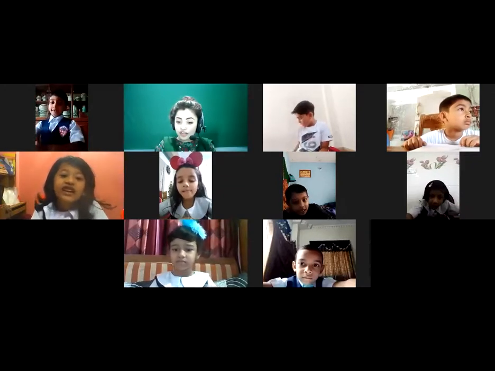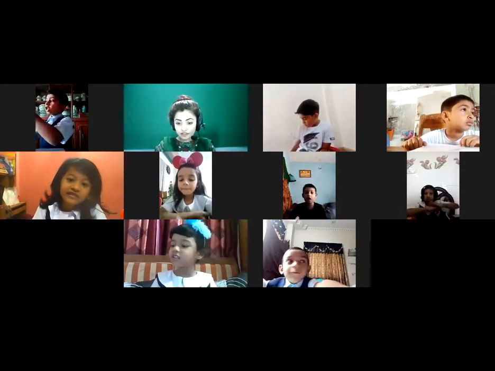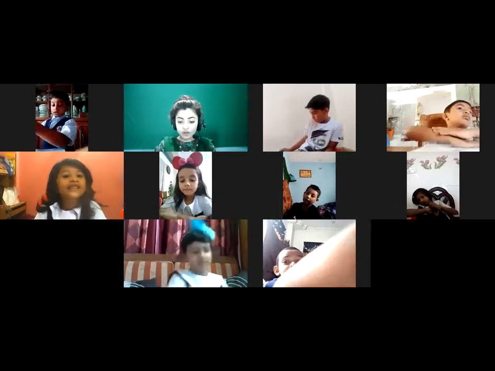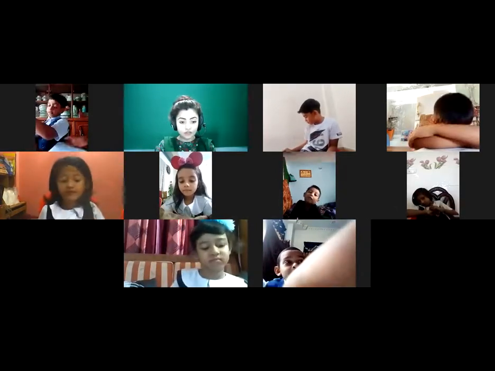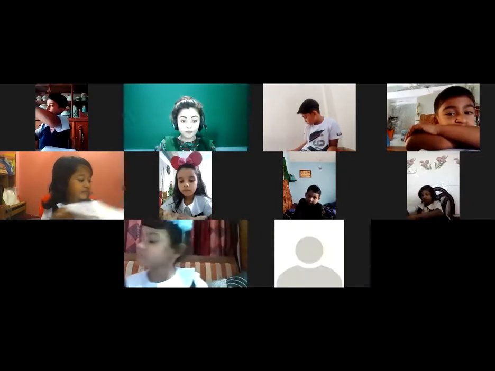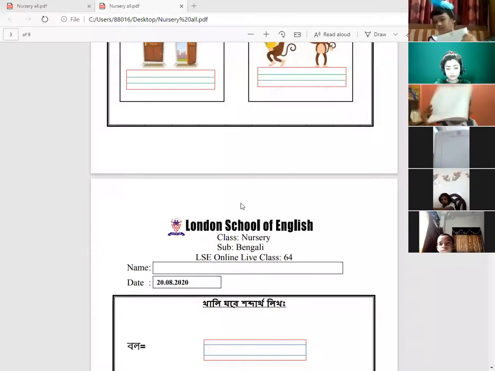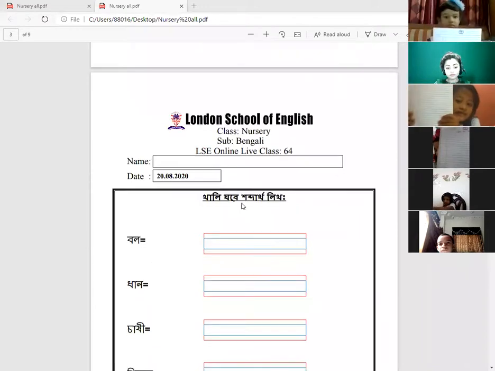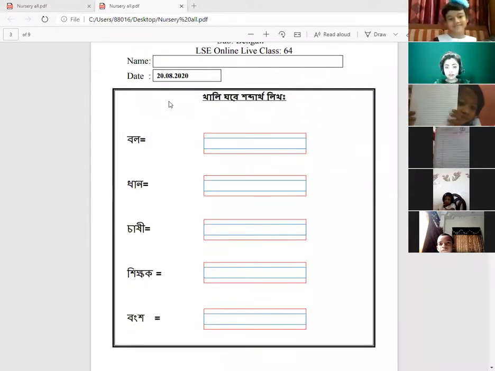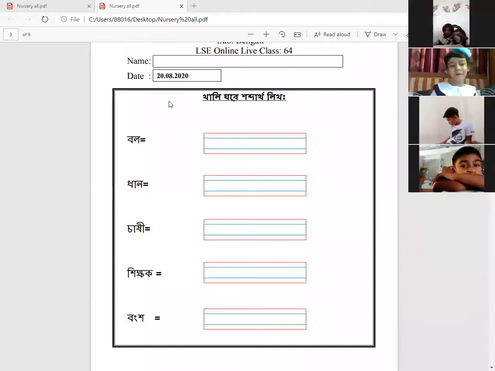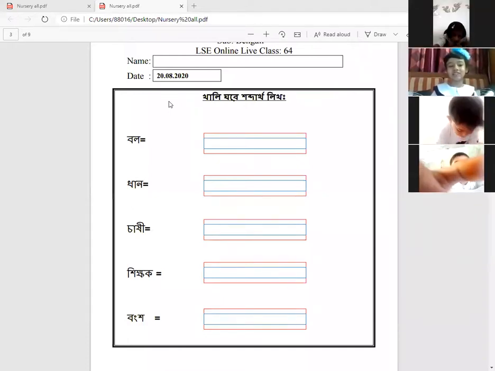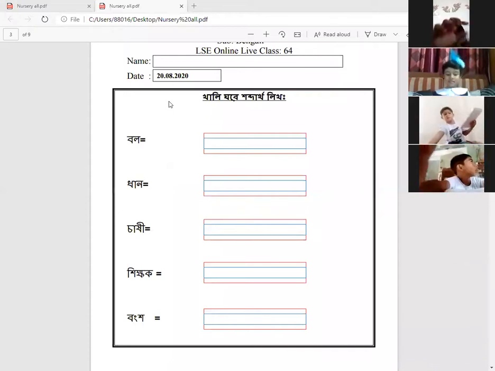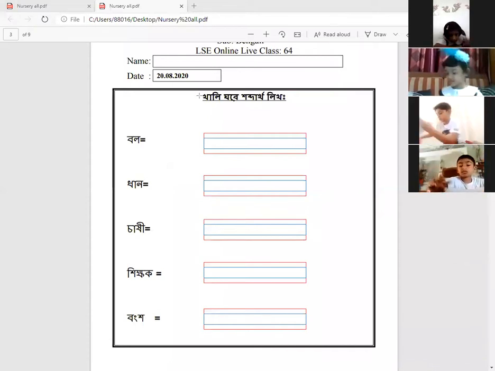Alina. Yes, Alina, Bengali. Yep, Bengali. Everyone, take your Bengali copy. Here is our Bengali worksheet in here. Are you clearly see your worksheet? Clear. Okay, now look at your screen.